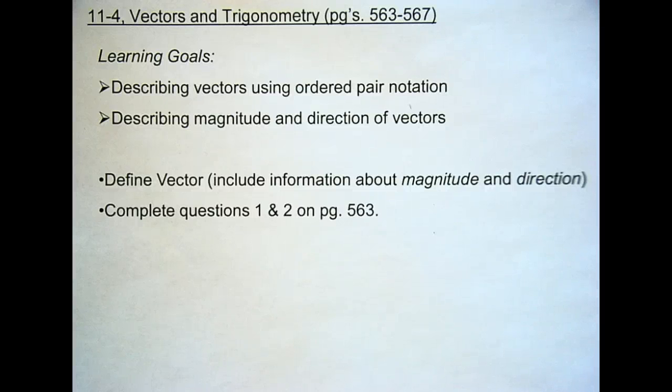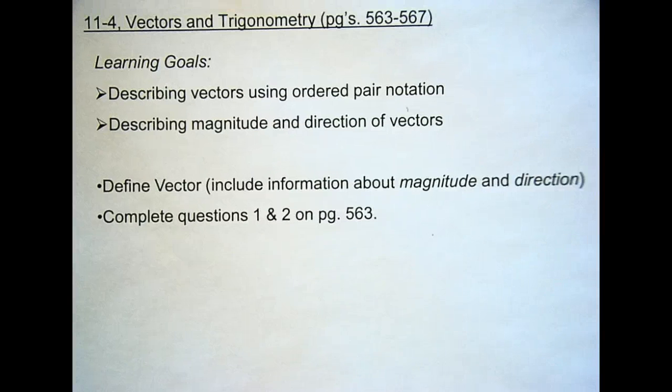What is a vector? Lily? Any quantity that has a magnitude, size, and direction. Okay. Good. A quantity that has magnitude, size, and direction. You have to have magnitude and direction.